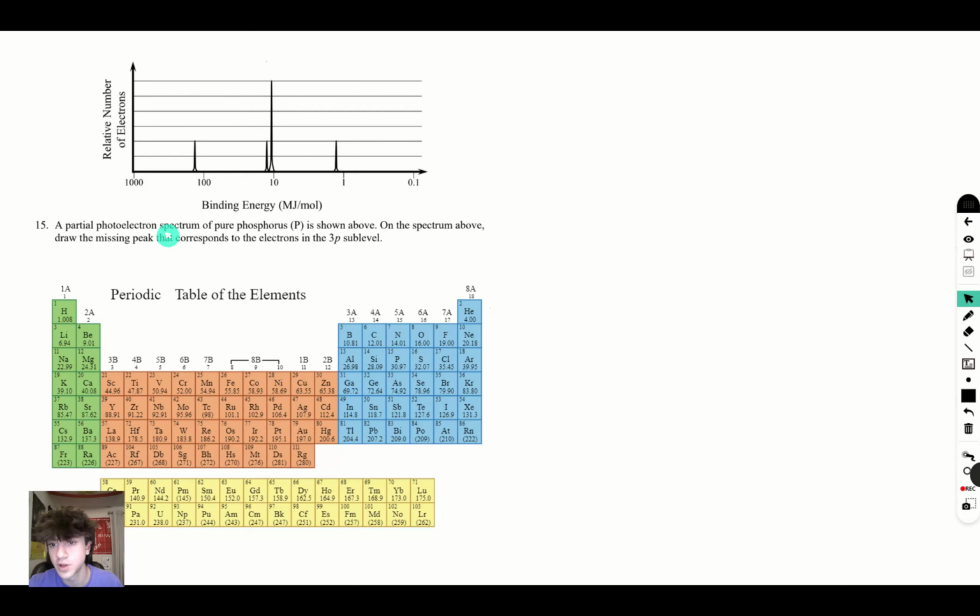A partial photoelectron spectroscopy of pure phosphorus is shown on the spectrum above. Draw the missing peak that corresponds to the electrons in the 3p sublevel. All right, so first let's write out what the electron list for phosphorus looks like.